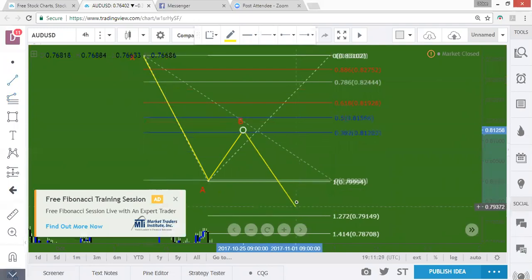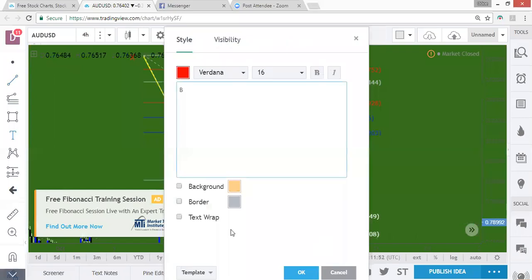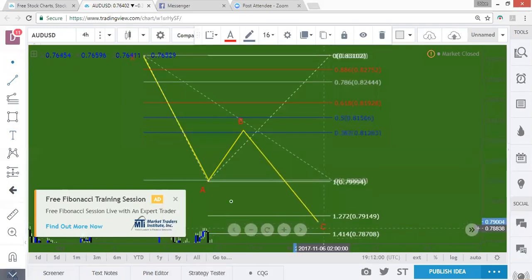If price doesn't hit the 127, again, invalid pattern. But we can hit the 127, break the 127. We can even break the 141. We cannot close above the 141. If we close above this 141, invalid C leg, and we can look for something else. But in the case that we don't, and price makes it just past the 127, we can label that our BC move and project what a pattern will complete at and where we will be getting into the market at.